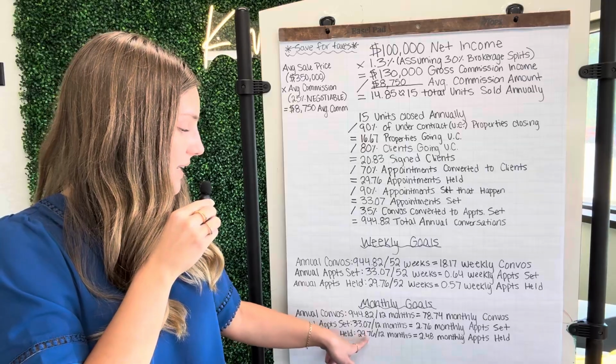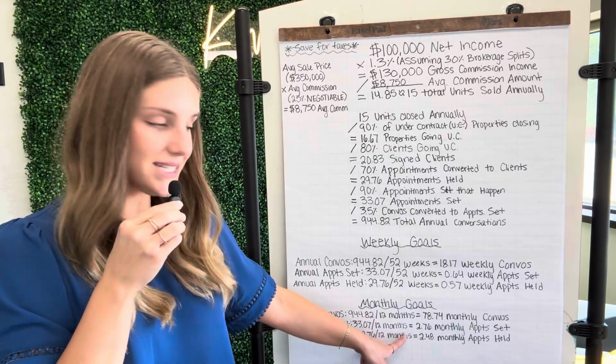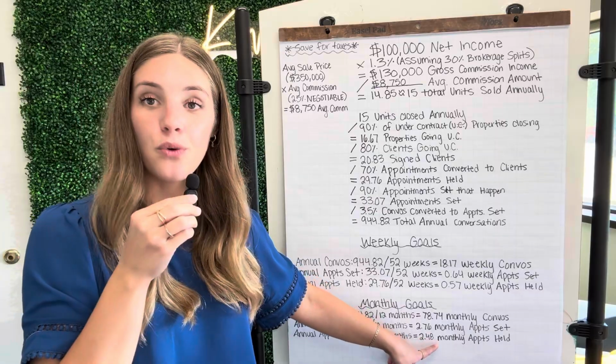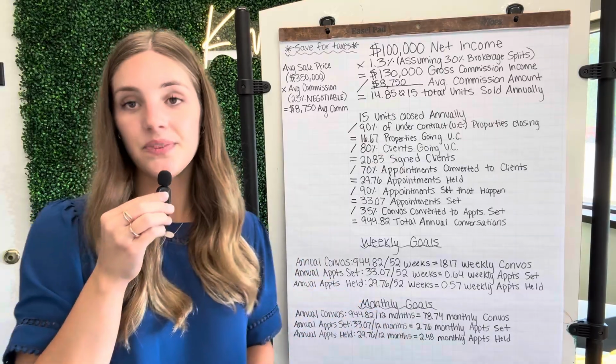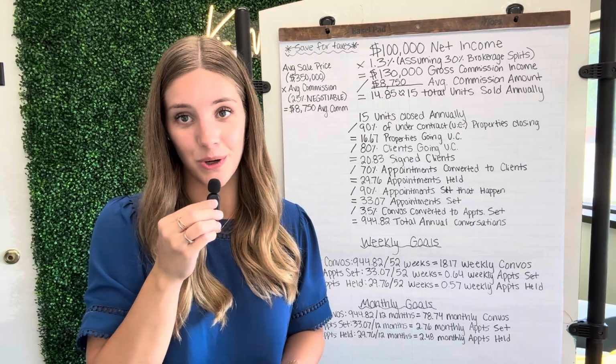The last metric is your annual appointments held. So that is 29.76 annual appointments held divided by 12 months. That gives us 2.48 monthly appointments held. So you could, again, round that up to 3. That is likely what I would do personally.